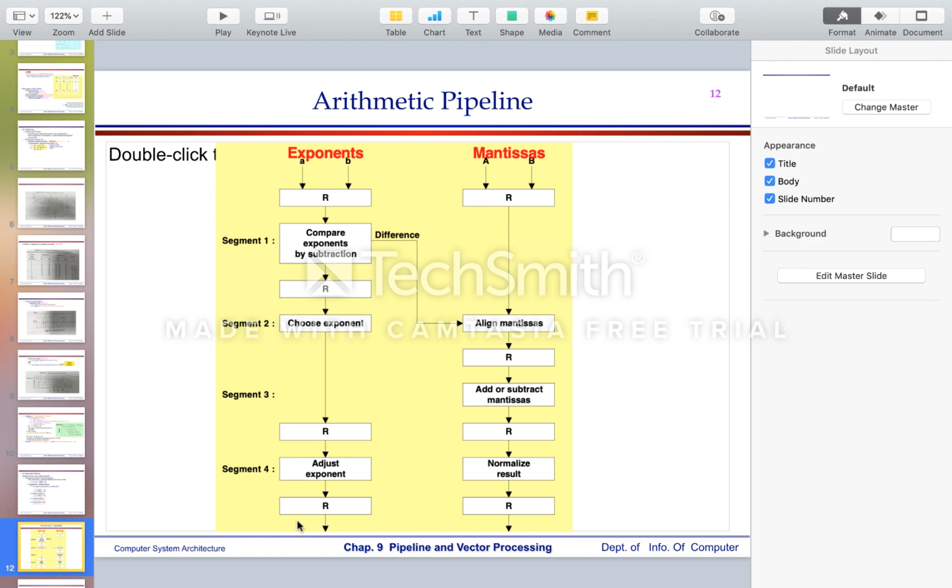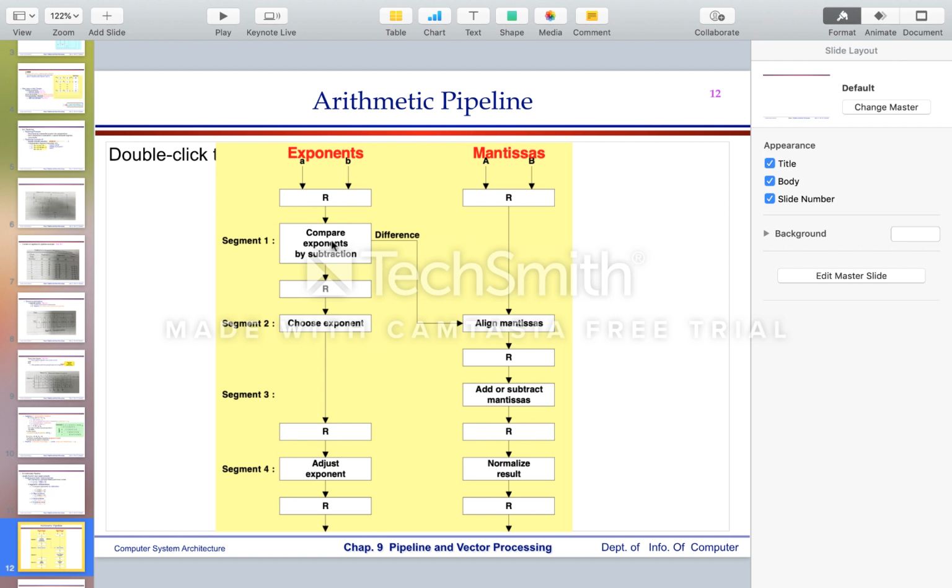So whenever we have some data, then as I told you, we need to store the result, meaning intermediate results will require registers between every segment. First of all, we have seen our four segments in this. After deciding four segments, now we need to use registers in between each segment to store temporary results or partial results. So we have exponents and we have mantissas.